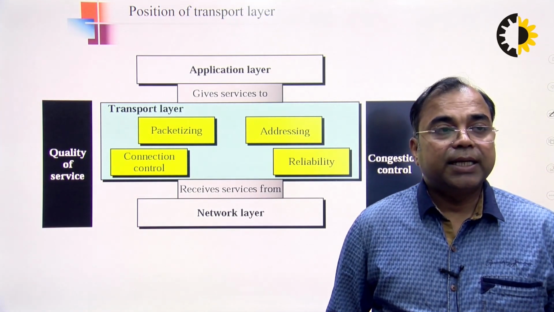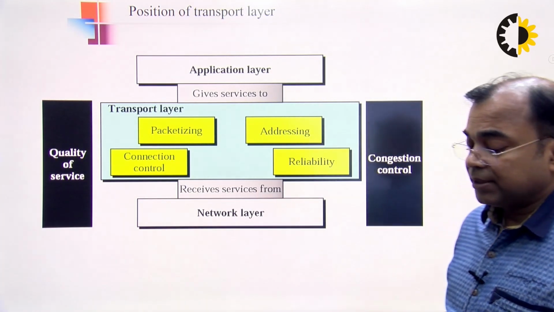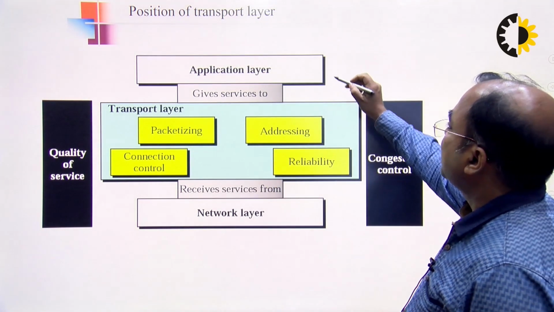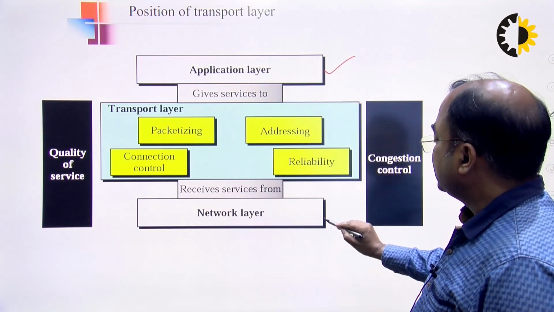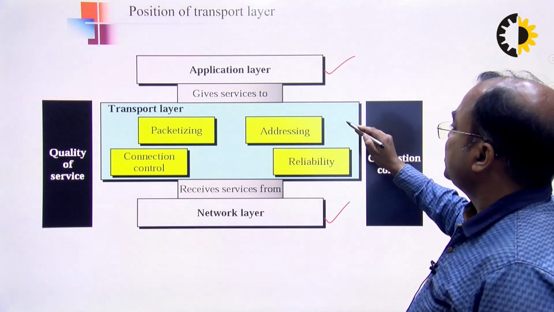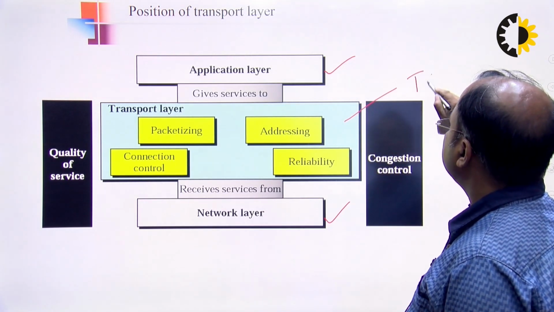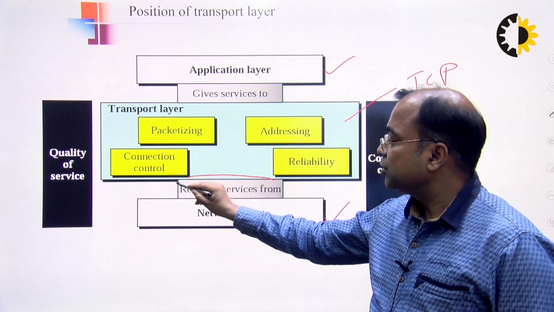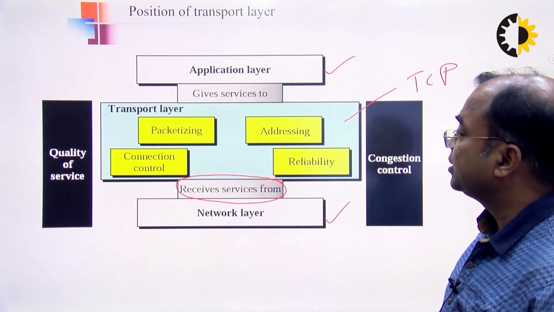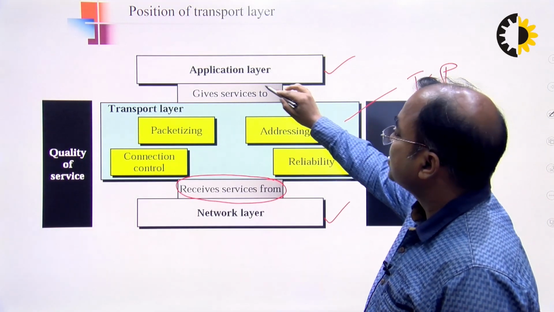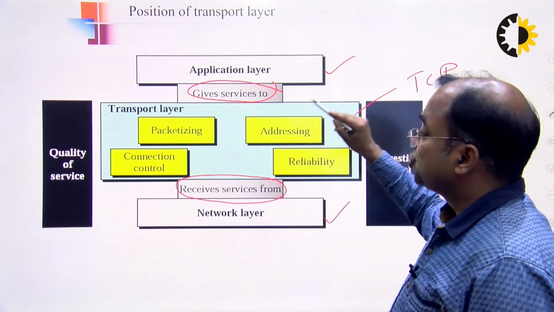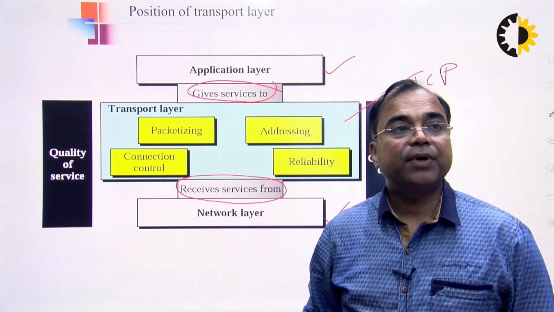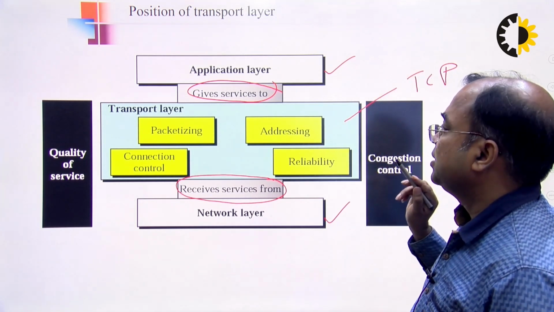First, it is a protocol which lies between two layers. The upper layer is the application layer, and the other is the layer from which TCP receives the data. It receives services from the lower layer, that is the network layer, and it gives services to its upper layer, the application layer. So TCP, Transmission Control Protocol, lies between the network layer and the application layer.